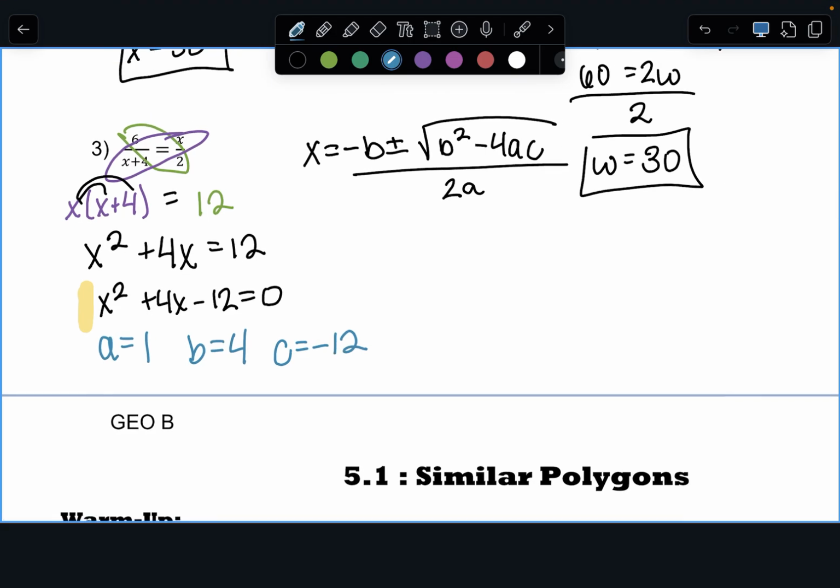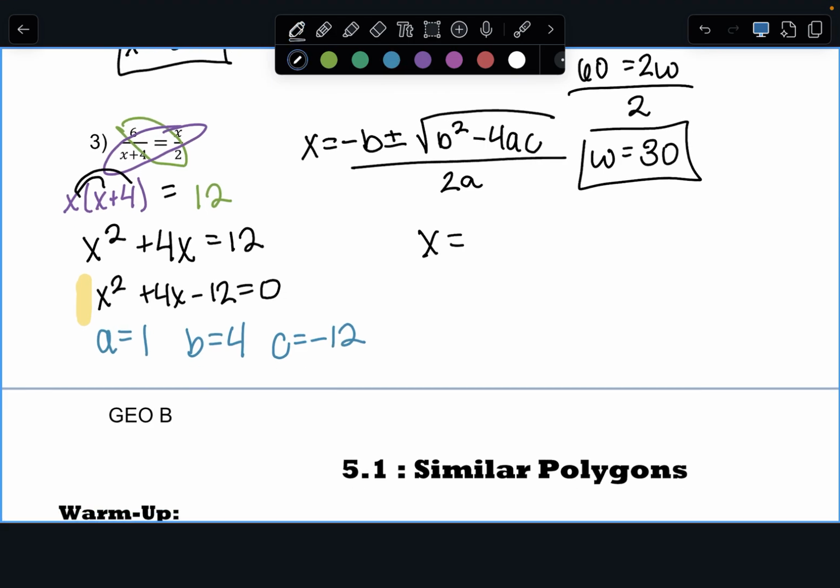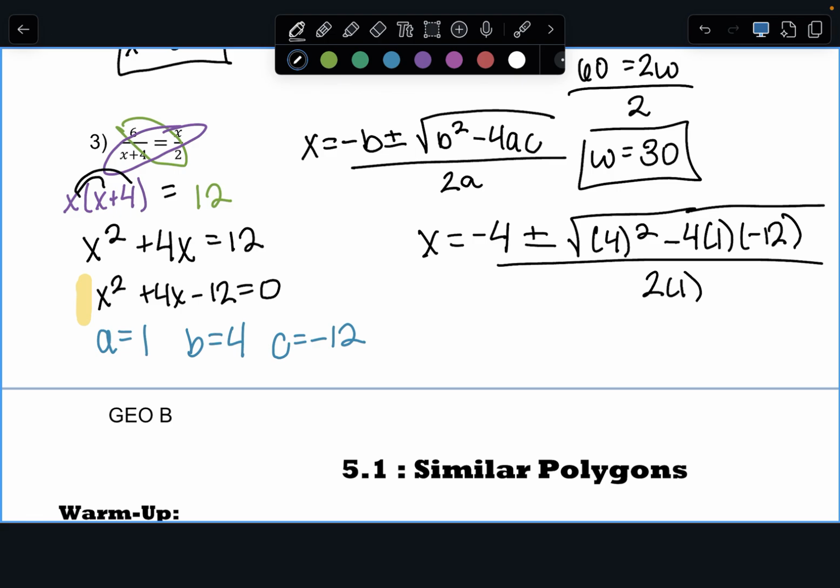Okay. We're going to plug it in. x is equal to negative b, so negative 4, plus or minus the square root of b squared, so 4 squared, minus 4 times a times c. 4 times 1 times negative 12, all over 2 times 1, which is a. The 2 and the 1 go on the bottom, and the 1 is in parentheses.